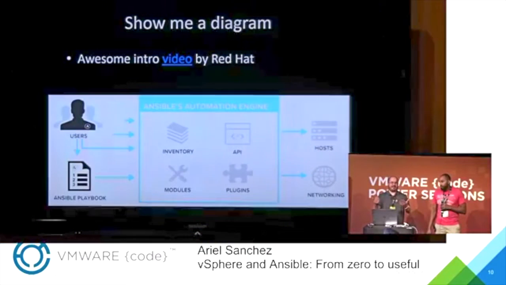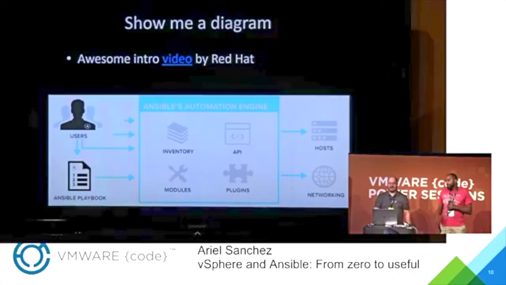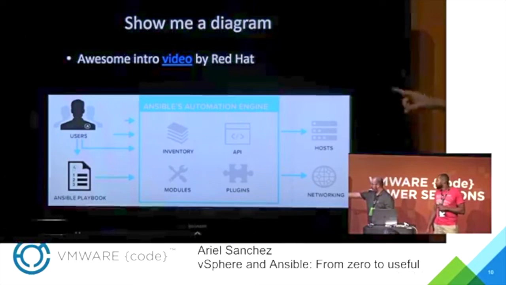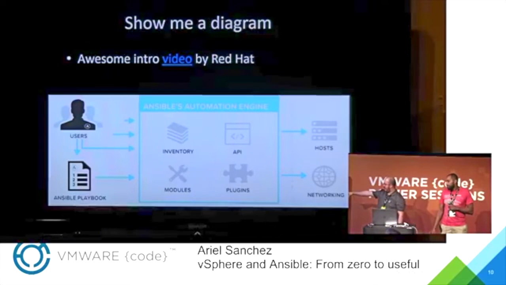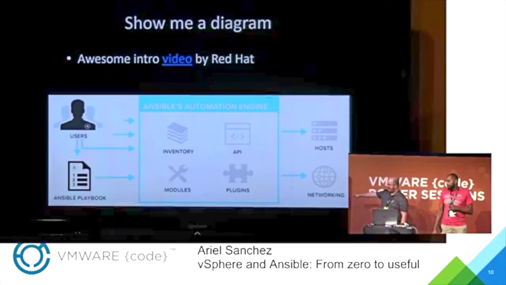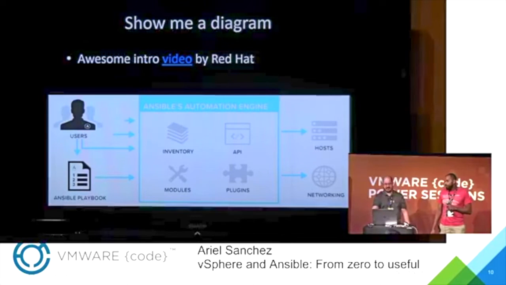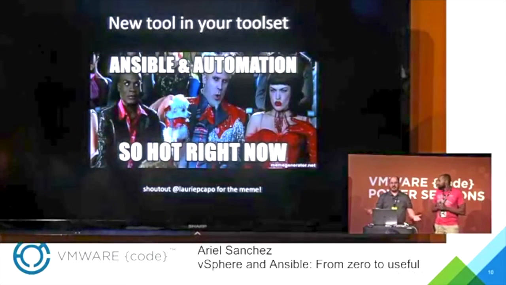And this is a diagram. Some people are visual sometimes. So what you're seeing right here is users make a playbook that targets an inventory, uses the modules, and finally does the things. Super easy. So it's a new tool in your toolset.